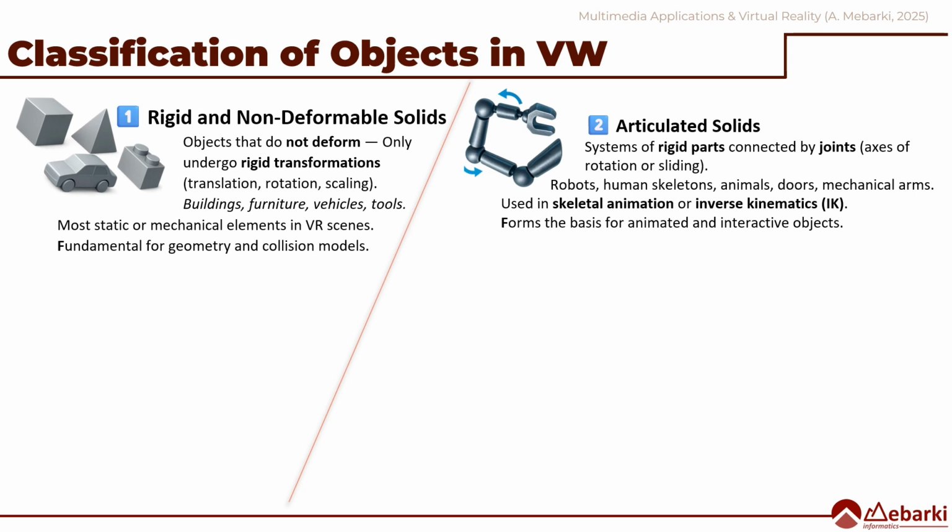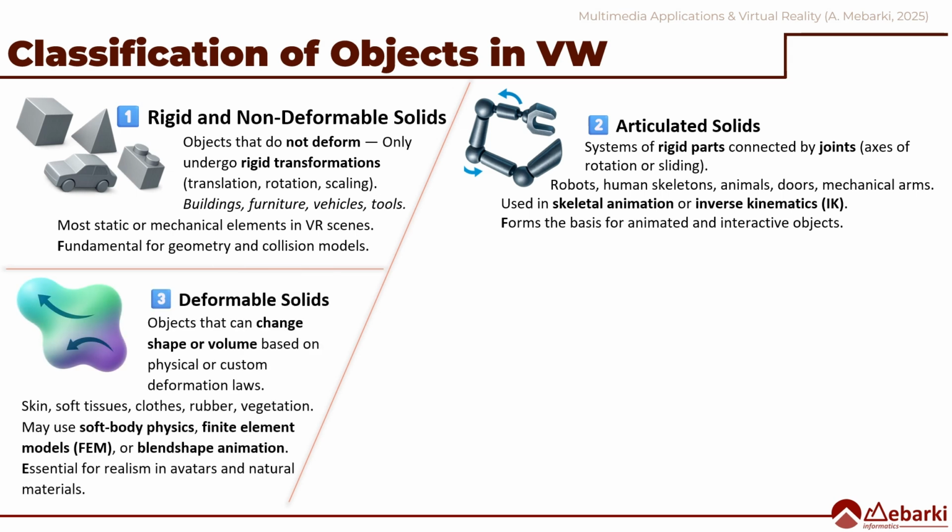This type remains crucial in animation and kinematics, relying on skeletal modeling techniques, forward and inverse kinematics, and joint constraints. Then we move to deformable solids. These are objects capable of changing their shape or volume according to physical or procedural deformation laws. They are common in organic modeling for skin, muscles, fabric, or vegetation. They are absolutely vital for realism and typically modeled using soft body physics, finite element methods, or blend shape animation, where vertex deformation brings subtle movement to life.